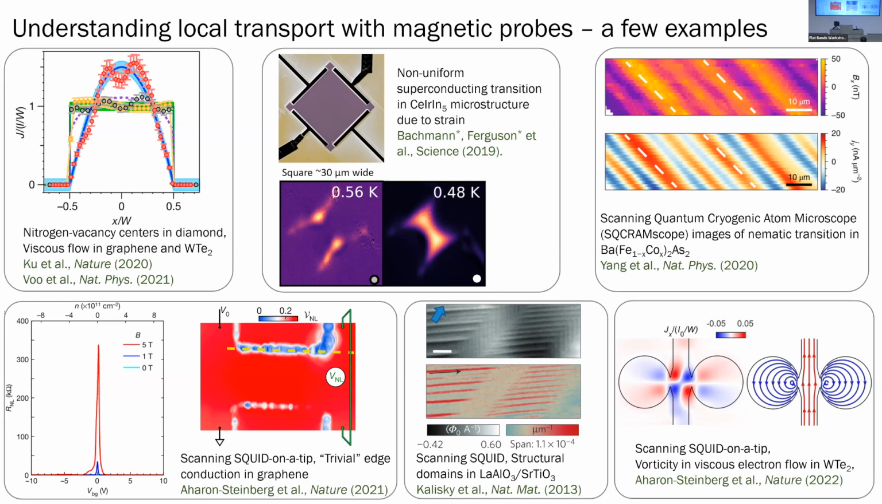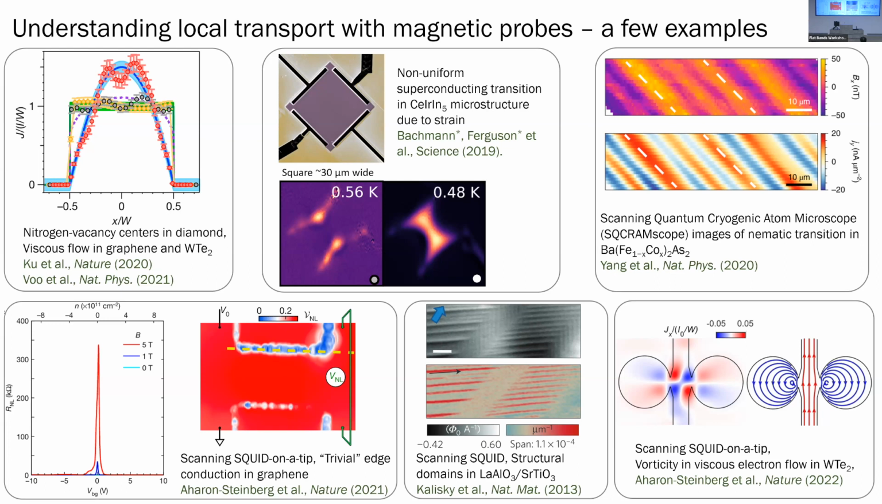We have measured these cerium iridium indium 5 focused ion beam defined microstructures, and we explain pretty unusual transport behavior in these devices by finding that the superconducting transition in these devices is extremely non-uniform due to a built-in strain in these microstructures. And then there are other examples where, for instance, here in LAO STO, there's an interplay with structural domains in the STO modulating the local conductivity in the material.